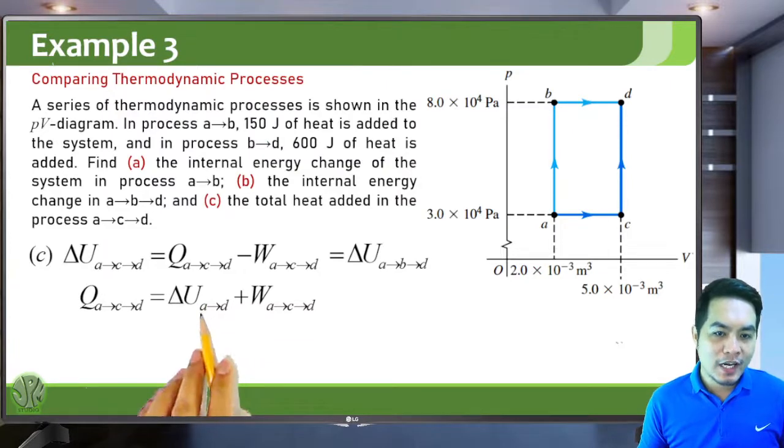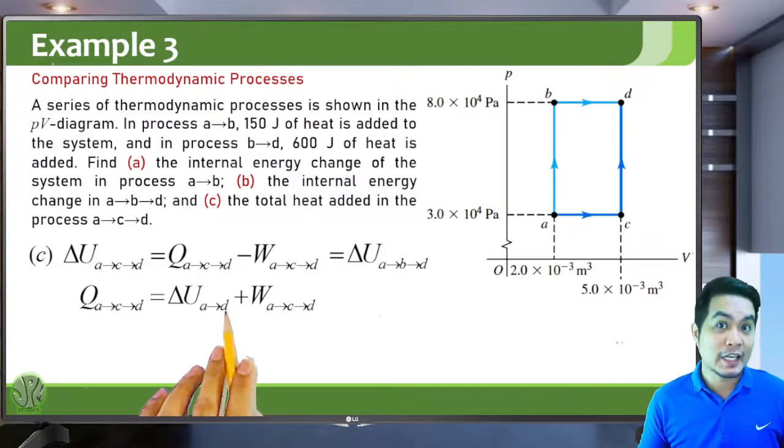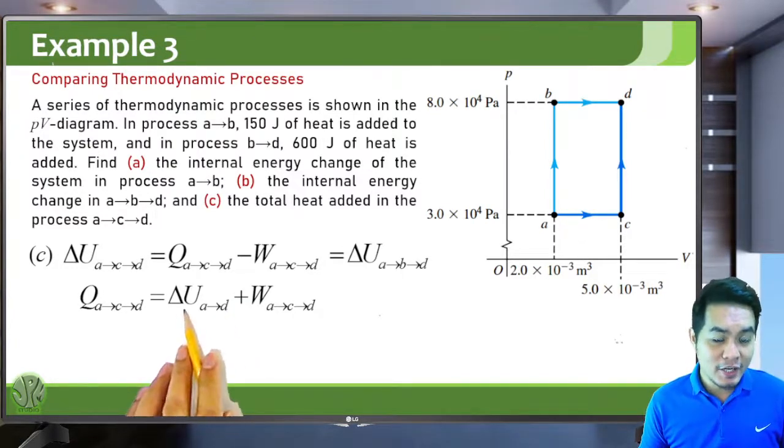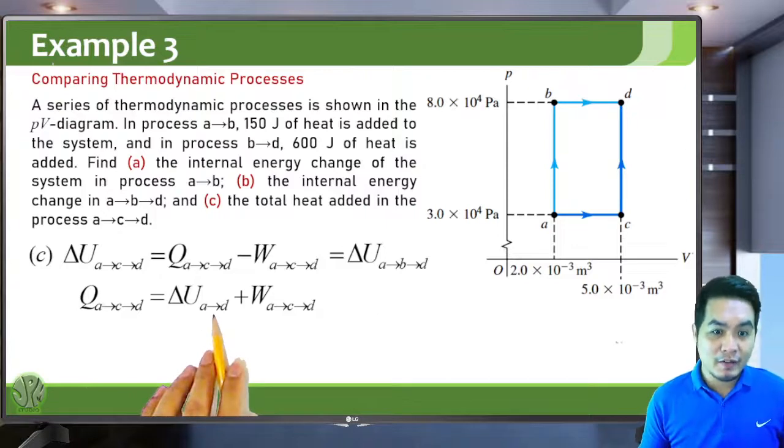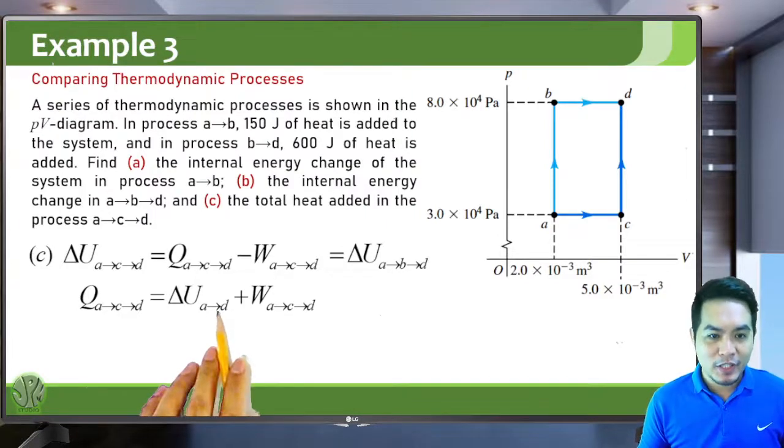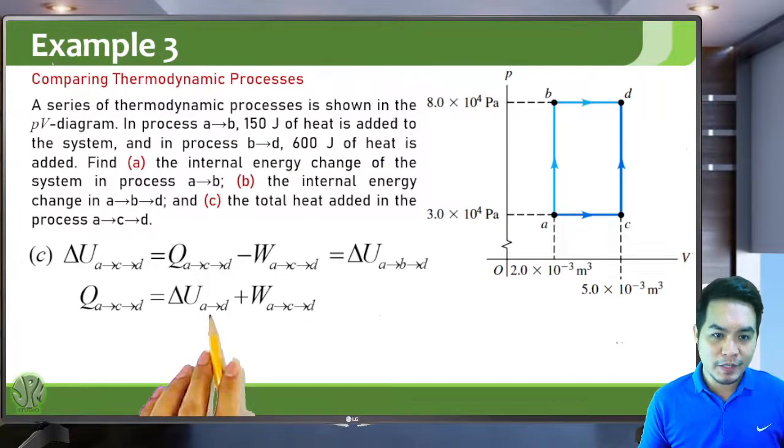So instead of using the subscript A to C to D or A to B to D, I just place A to D. It doesn't matter again. The change in internal energy doesn't depend on the path. So A to D. So we have already solved this in the previous problem in letter B.